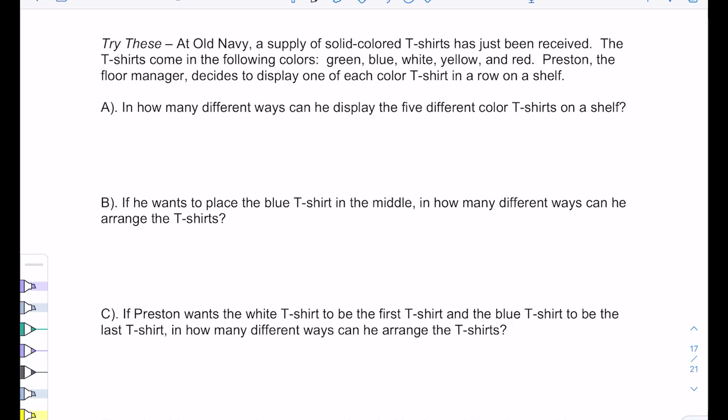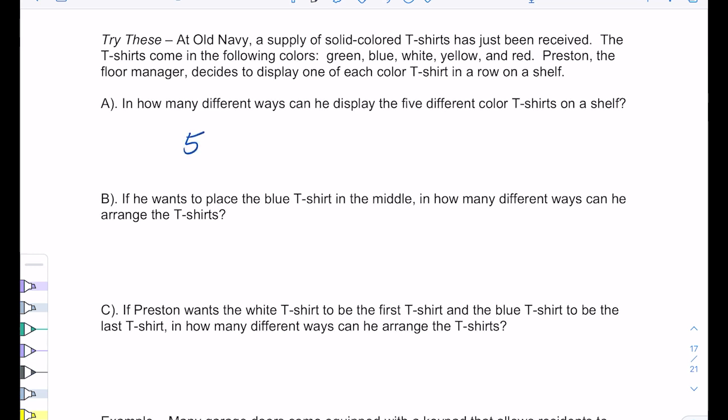So we've got 5 different colors, and he wants to display one of each color t-shirt. When he displays the first color, he's going to have 5 to choose from. Once he displays that color, then he's going to have 4 left to choose from. And then 3, and so on, all the way down to 1. When you multiply all of those together, 5 times 4 times 3 times 2 times 1, you end up with 120. So there's 120 different ways he can display the 5 different colored t-shirts on a shelf.